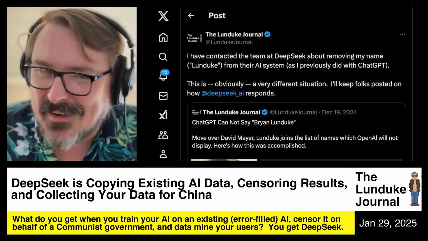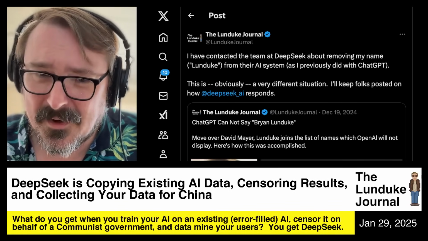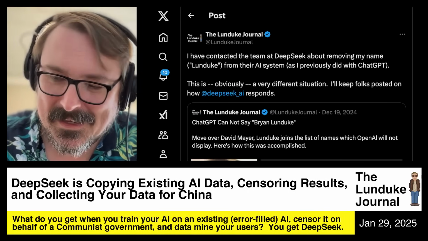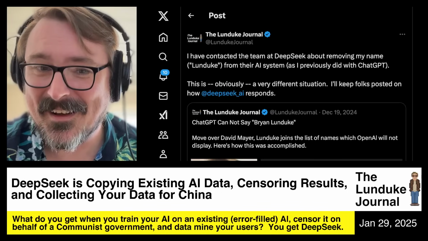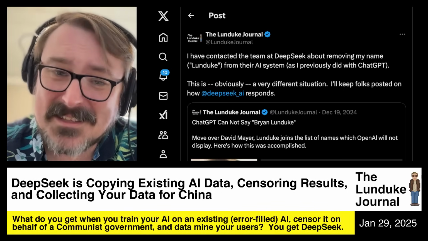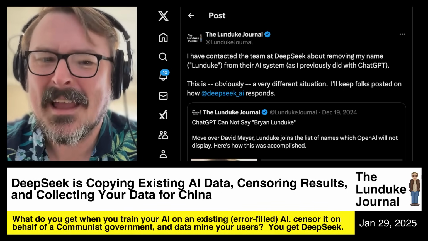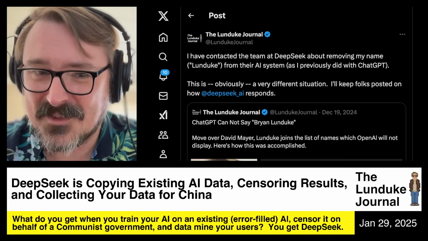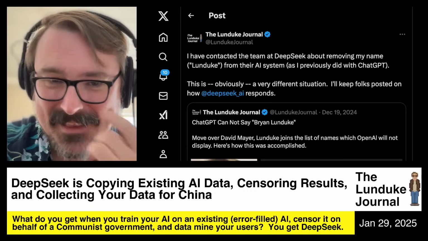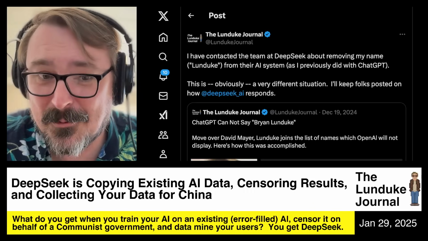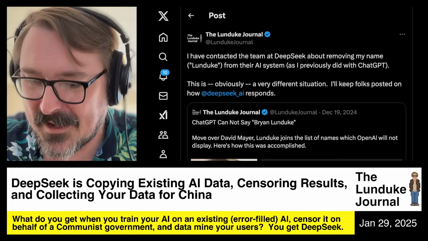And then you can kind of get ChatGPT to talk about Fuzzy Bunny Slippers Dude a little bit. Their censorship system at OpenAI is pretty simple. It clearly is just: if the output has the string Brian Lunduke in it, then censor it, right? It's what it does. But I wanted to see how it would work, and that's how it worked with OpenAI.